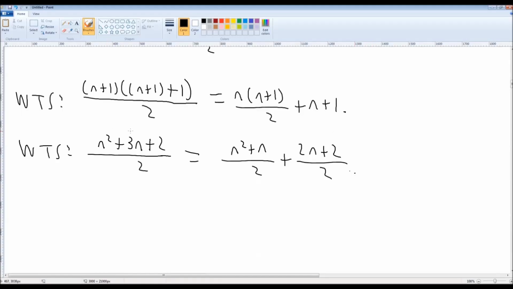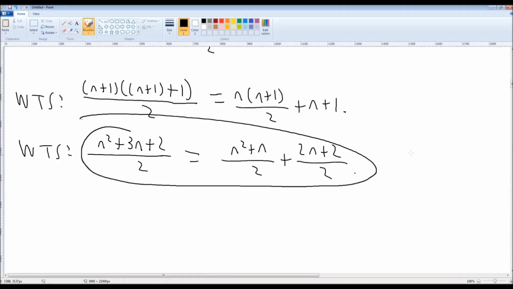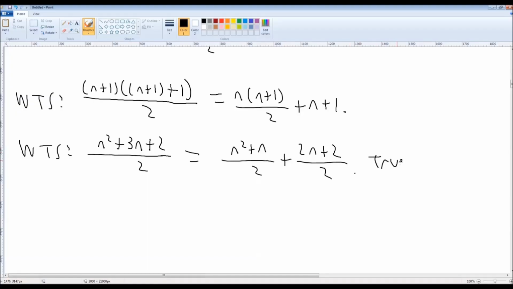And what do you know? This is true. Because if you add these fractions together, you just add the numerators, and you get n squared plus 3n plus 2. So this proves that P(n+1) is true. And there we go. We're done with our proof.